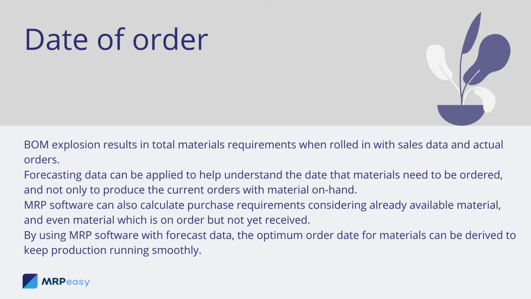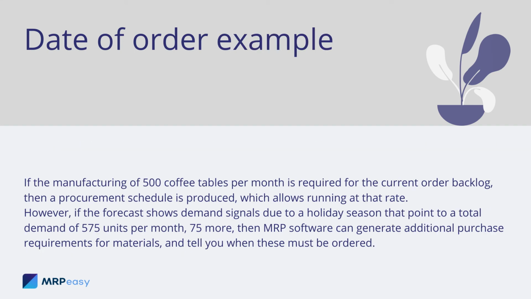MRP software can also calculate purchase requirements, considering already available material, and even material which is on order but not yet received. By using MRP software with forecast data, the optimum order date for materials can be derived to keep production running smoothly. Example: if the manufacturing of 500 coffee tables per month is required for the current order backlog, then a procurement schedule is produced, which allows running at that rate.